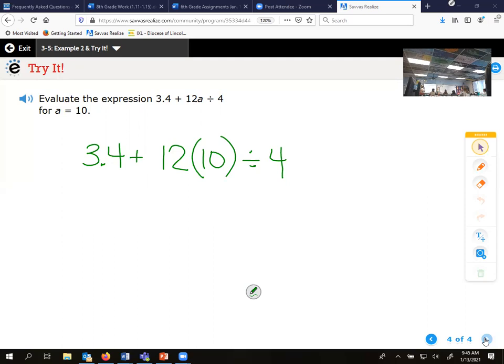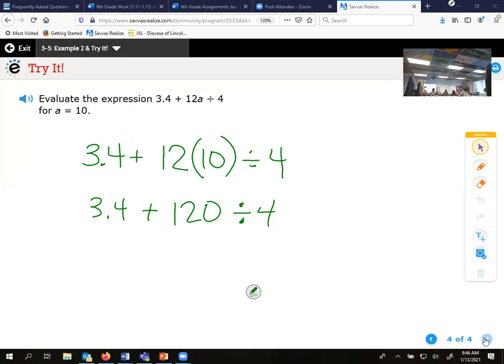They're being multiplied, okay? So what in this problem am I gonna do first? 12 times 10, what is 12 times 10? 120. Now what am I gonna do? No, there's something else you should do first. Yep. Multiply and divide first. So we gotta divide next.